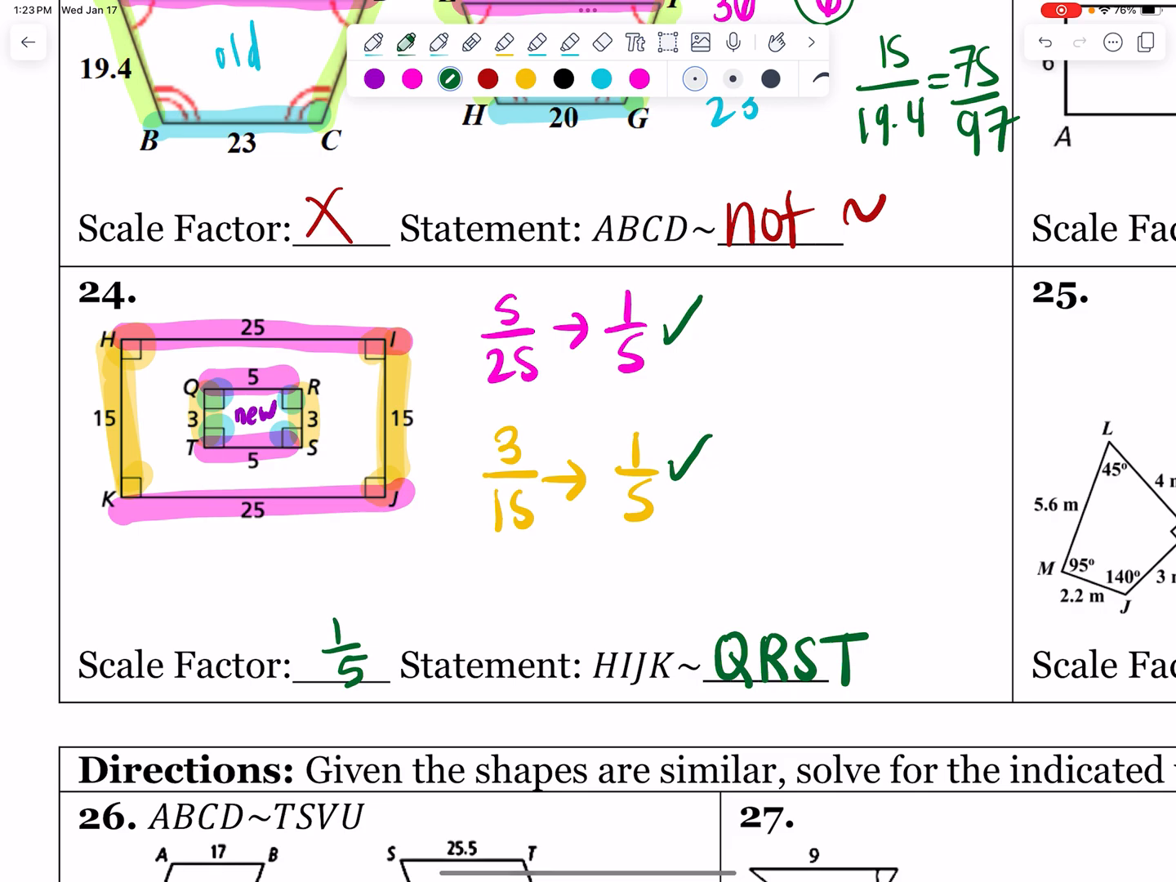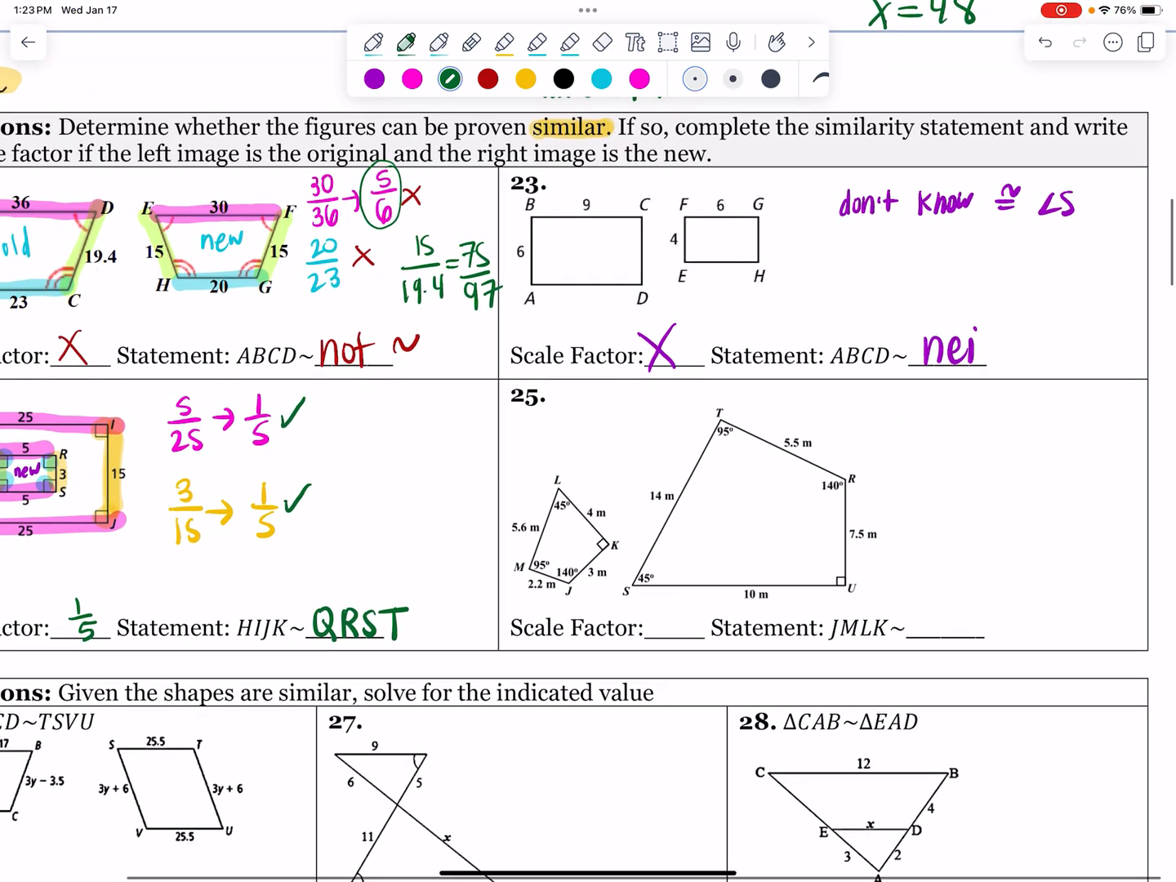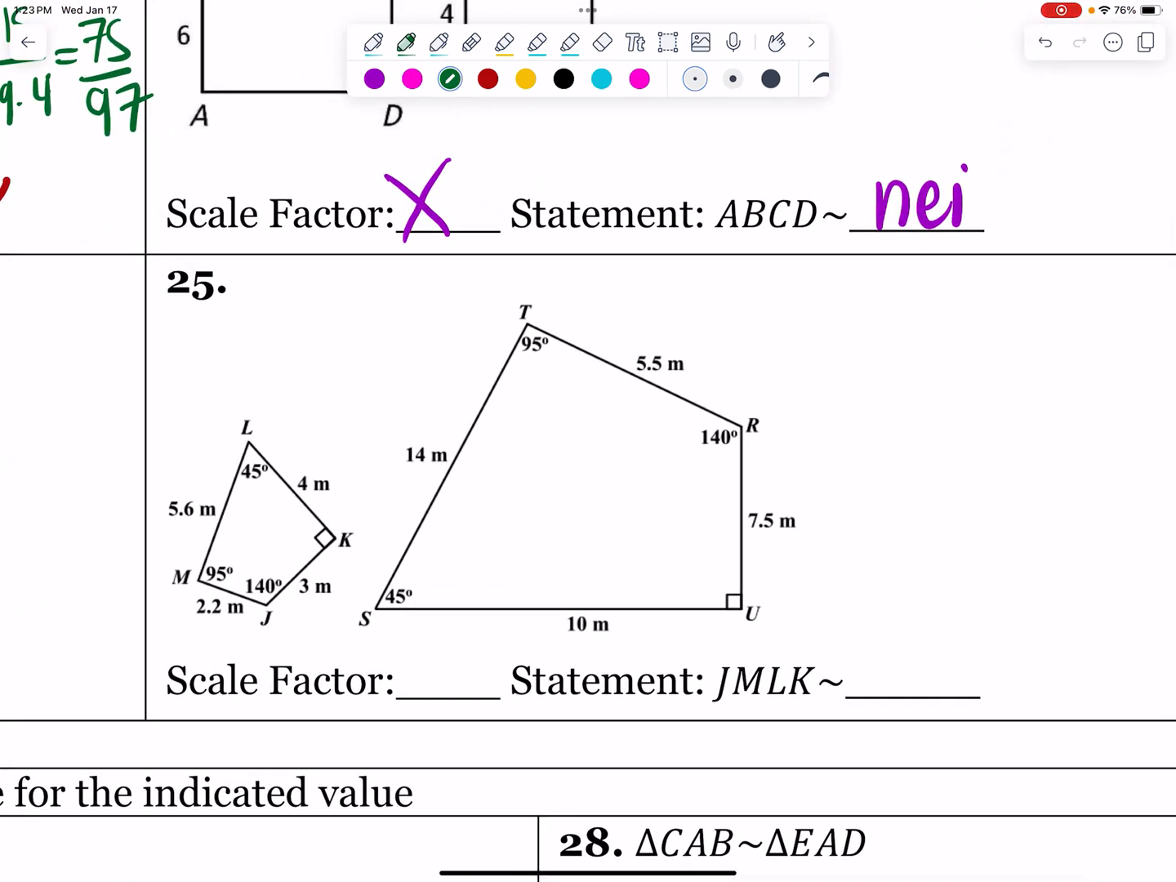So these were similar with a scale factor of 1/5. Okay. Do these shapes look the same as far as the same shape? Yes. So now I'm going to check the angles. Do I have the corresponding angles congruent?